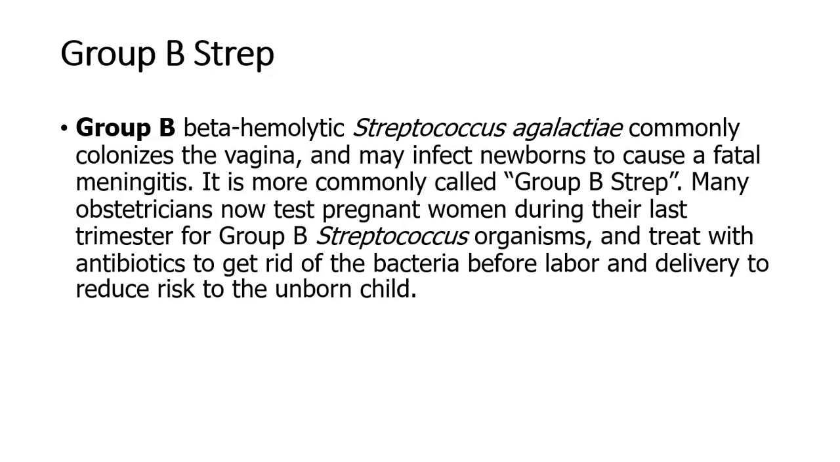Commonly a normal flora in the vaginal area, it colonizes it, but during pregnancy it can overgrow and it can infect newborns and cause a fatal meningitis. This is why it's more commonly called GBS or Group B strep, and obstetricians will test pregnant women during their last trimester for Group B strep and treat it with antibiotics to get rid of it before labor and delivery to reduce the risk to the unborn child.